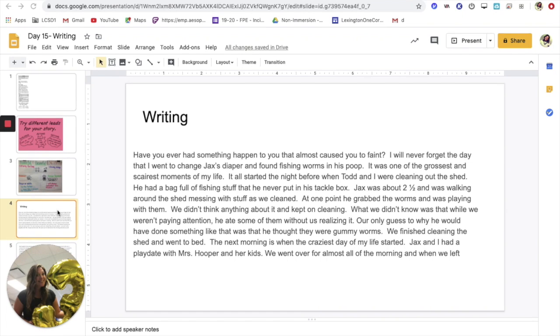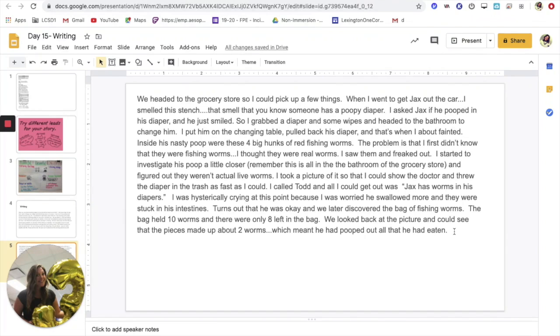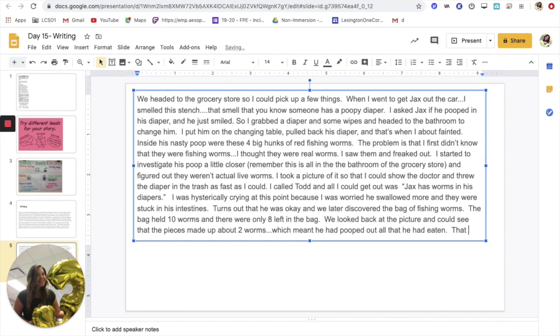Let me get down here again, maybe right here. Okay. That day I learned that you never let your toddler play around with things when you are not really watching them. Okay? My lesson learned. I always have an eye on Jax, especially when we are in the shed. All right, so there's my lesson.